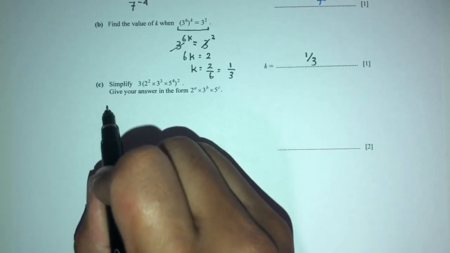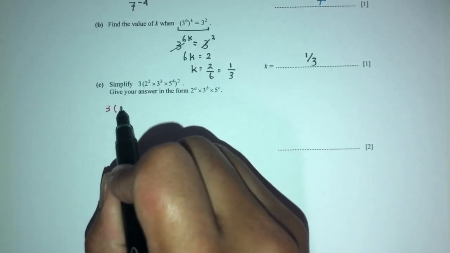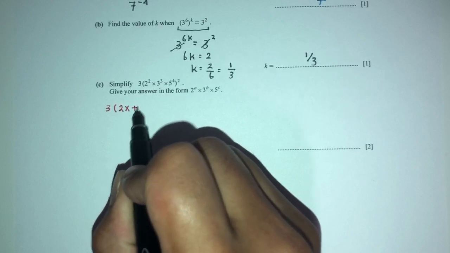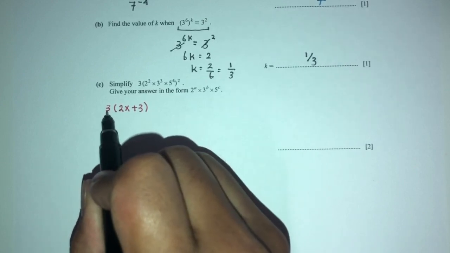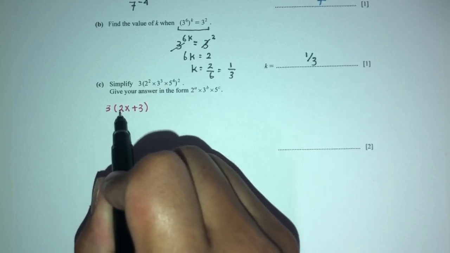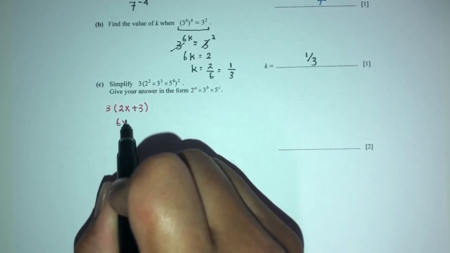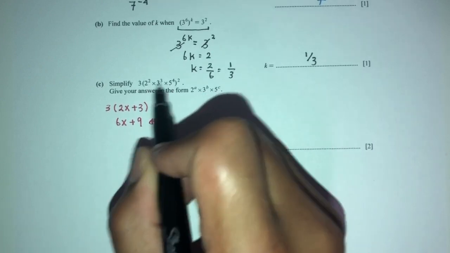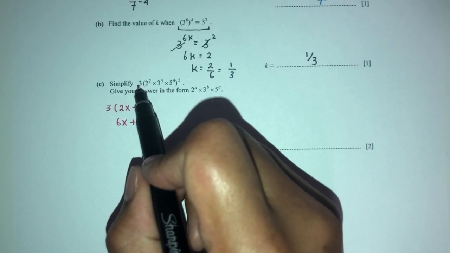For example, let's say we had 3, and then we had 2x plus 3. The way you expand this is you will give 3 to everyone. That will be 3 times 2 will be 6x plus 9. But here we don't have plus, we have multiplication, so we can just send the 3 to the whole product.